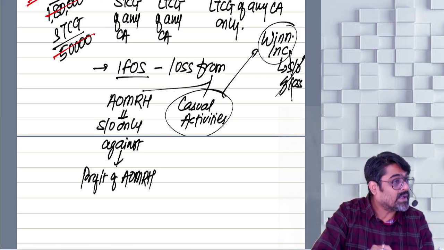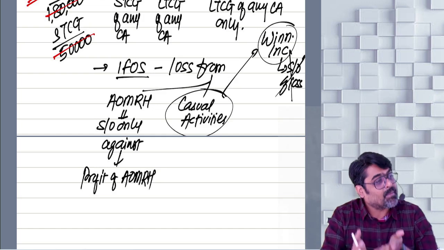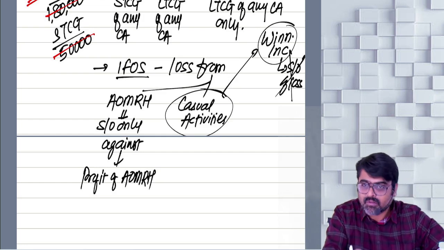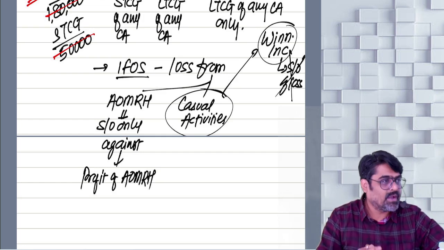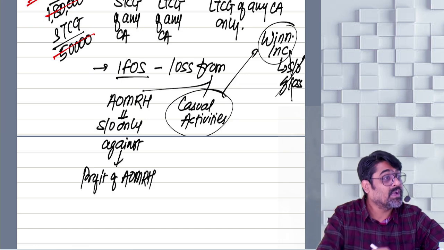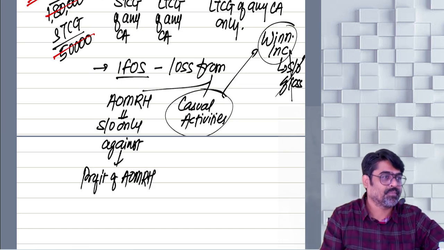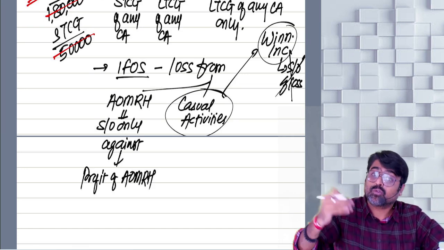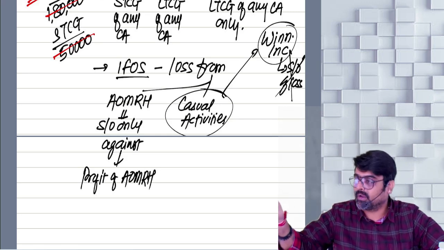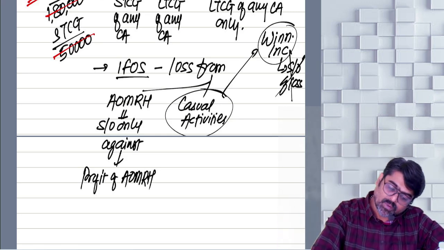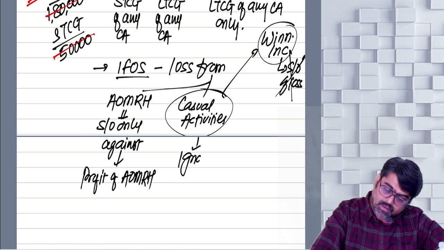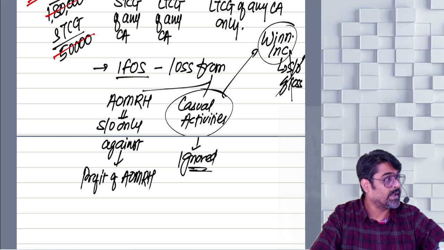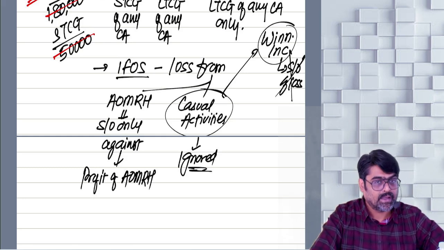But what if that casual activity results in losses? Every time in casual activity you are going to lose only. And knowing that, if we allow the set off of these losses, then we are foolish. These losses are dead losses, I have already told you. So any casual activity is a source of income under the head IFOS, and that source of income majority of the time is going to give you a loss only. So loss from that casual activity will be ignored because that is a dead loss, not allowed for any set off, not allowed for any carry forward.